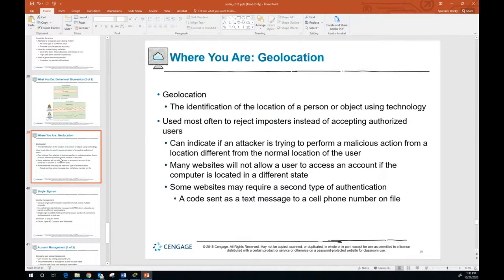Another type of authentication is where you are, or geolocation. That's the location of a person or object using technology where it's able to be identified. What this does is used most often to reject imposters instead of accepting authorized users. So it can indicate if an attacker is trying to perform a malicious action from a location different from the normal location of the user. And you guys may get this where it says you've been signed in to a different location. Did you sign in, and were you at this location?